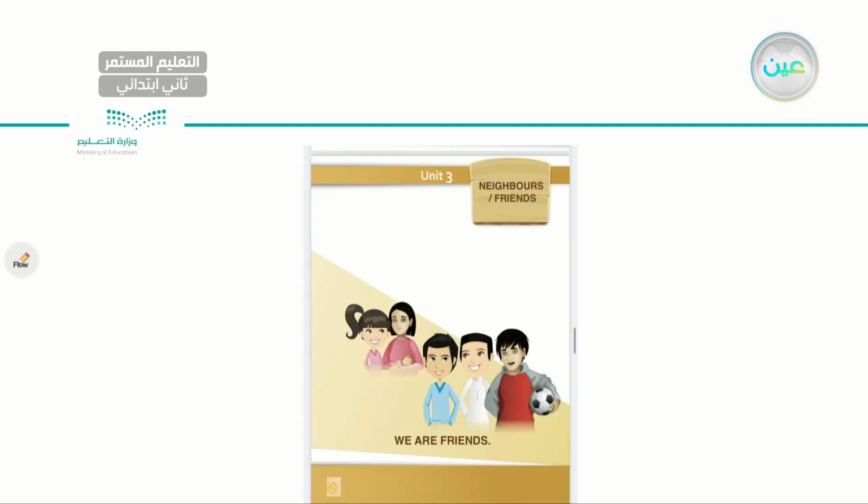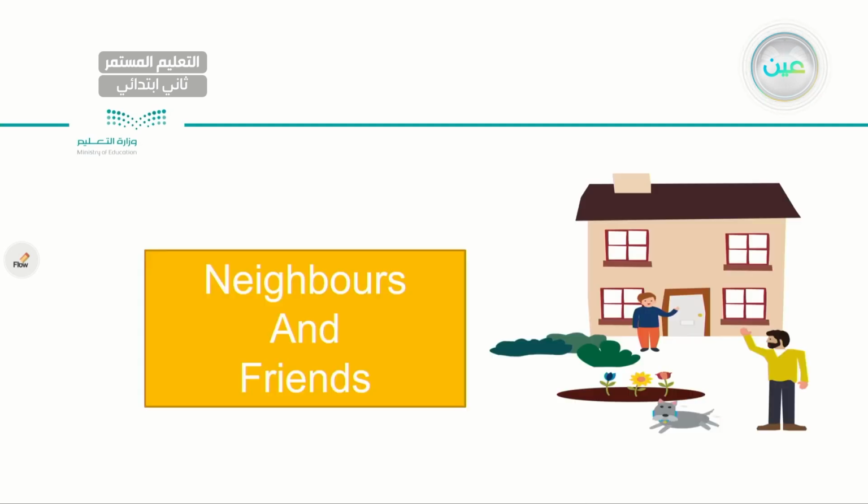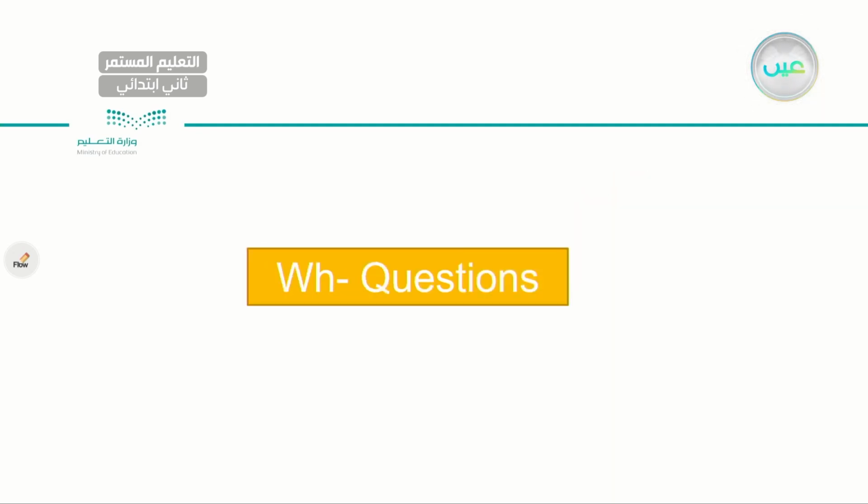This is the cover of unit number 3, neighbors and friends. This is the third unit of book number 2. Again, this is the name. Neighbors and friends are nouns, and they are both plural nouns. Let's start with WH questions. What do I mean by WH questions?